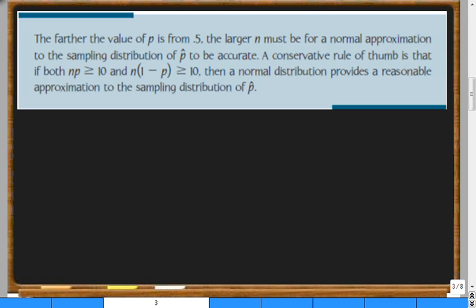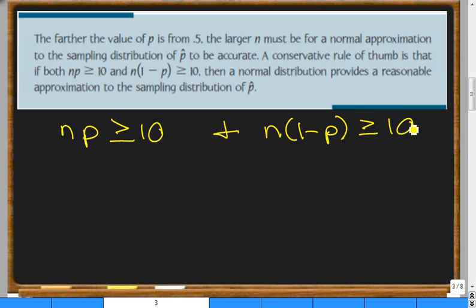The general rule that we use to determine whether or not you can use the normal distribution to calculate things for our sampling distributions is this. You need two things to occur. You want n times p, the number of trials times your probability, to be greater than or equal to 10, and you want n times the complement of your probability to also be greater than or equal to 10. So how can we judge that real quick?